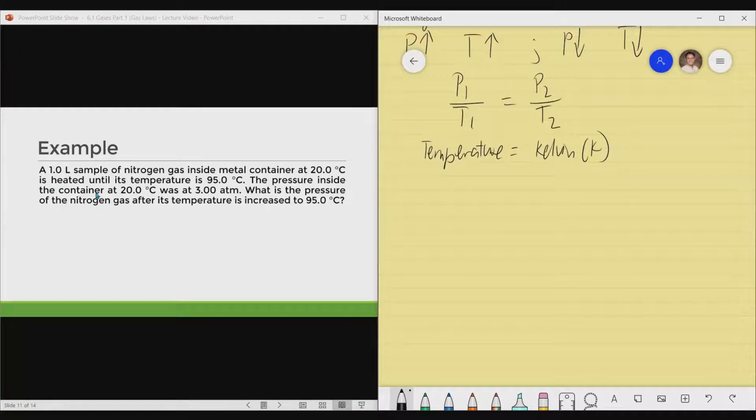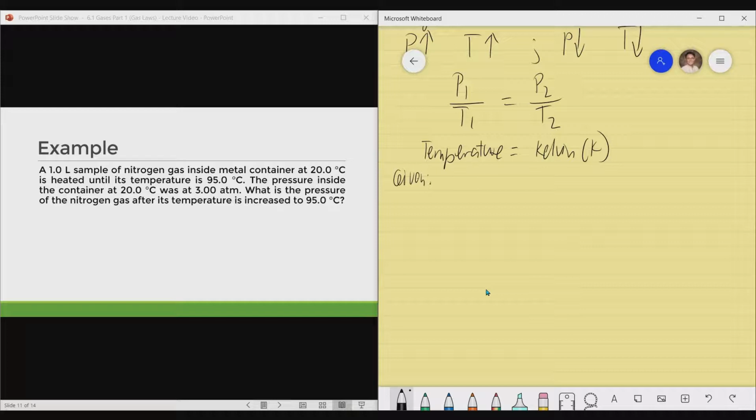Okay? Example. A 1.0 liter sample of nitrogen gas inside a metal container at 20.0 degrees Celsius is heated until its temperature is 95.0 degrees Celsius. The pressure inside the container at 20.0 degrees Celsius was 3.00 atmosphere. What is the pressure of the nitrogen gas after its temperature is increased to 95.0 degrees Celsius? So again, write the given.